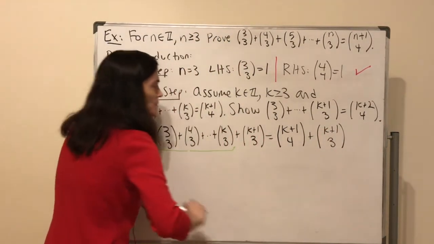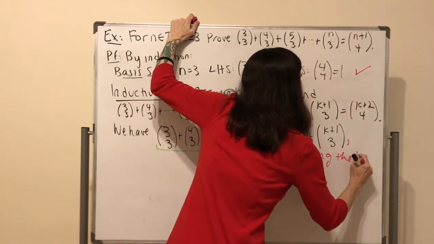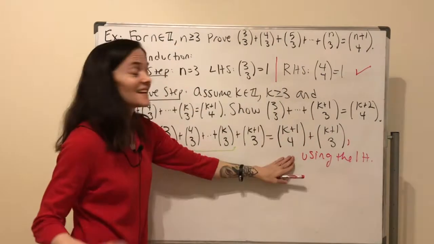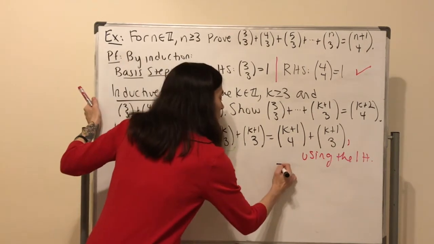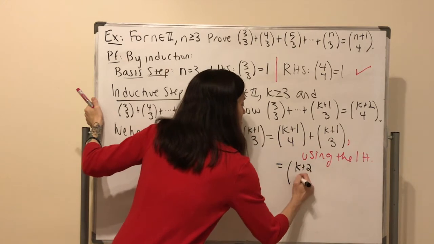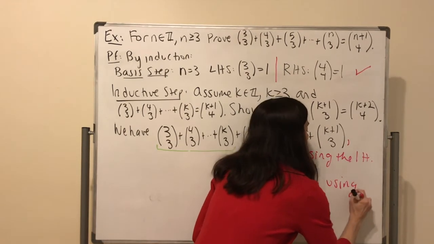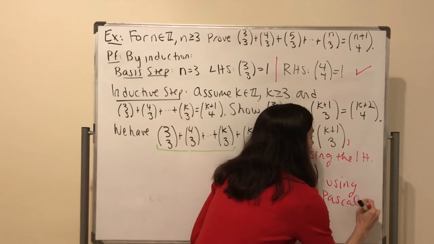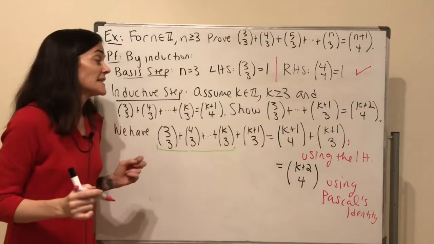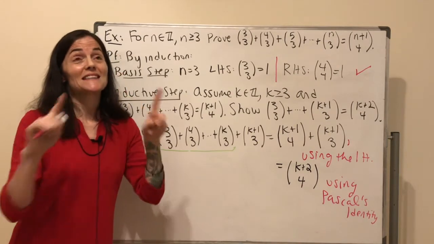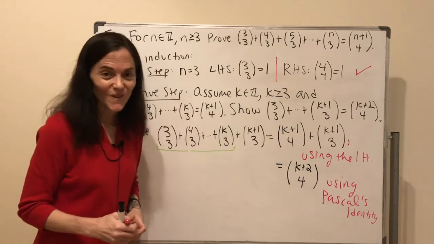And this is where I used the inductive hypothesis. K plus 1 choose 4 plus k plus 1 choose 3 equals k plus 2 choose 4. This is using Pascal's identity. This was the identity that we saw in chapter 3 that gave us really that the Pascal's triangle is made up of binomial coefficients. It came from this identity holding.